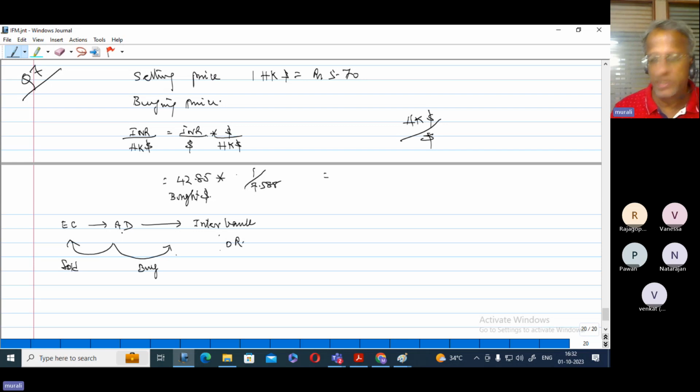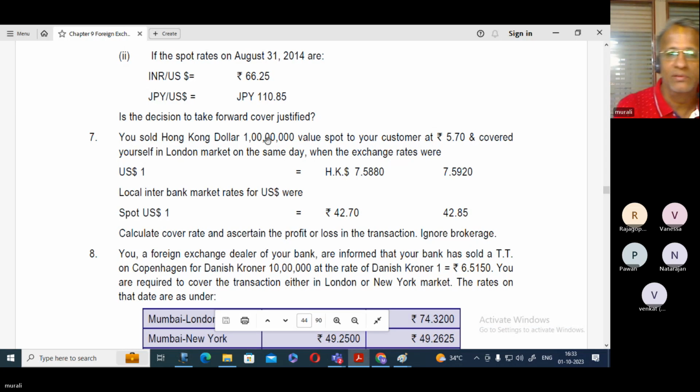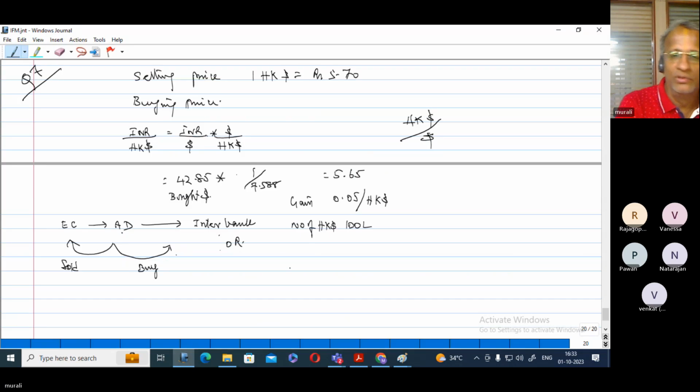42.85 divided by 7.588, which comes to 5.65. So the gain is 0.05 per Hong Kong dollar. The number of HK dollars is going to be 100 lakhs. Correct? 100 lakhs. So the gain is going to be 5 lakhs.